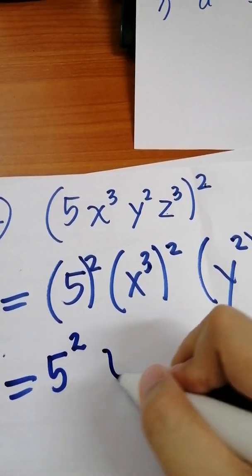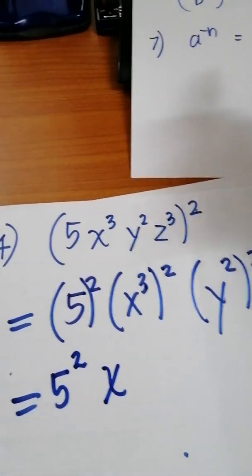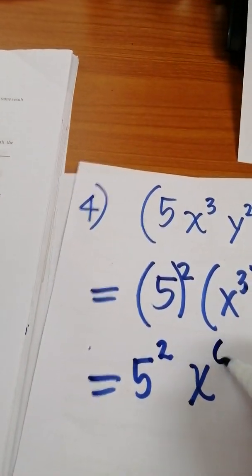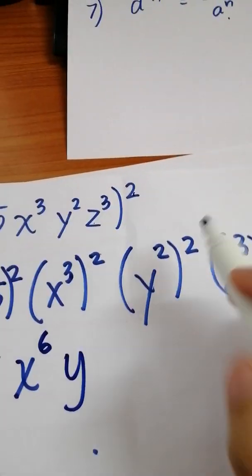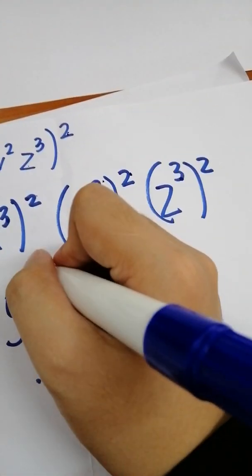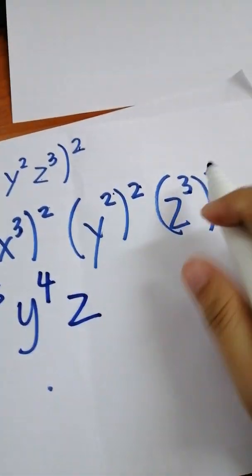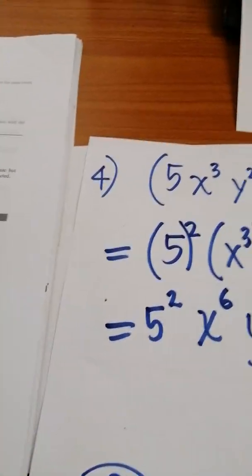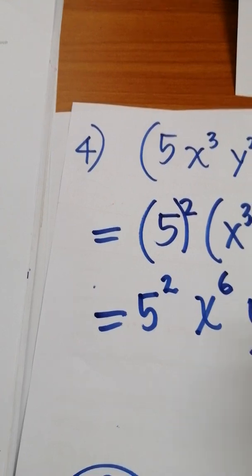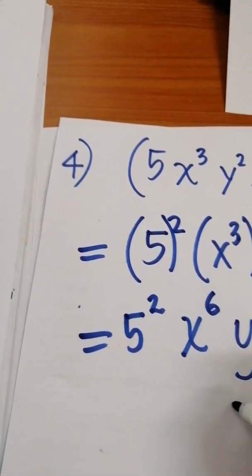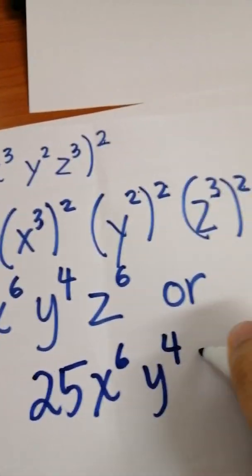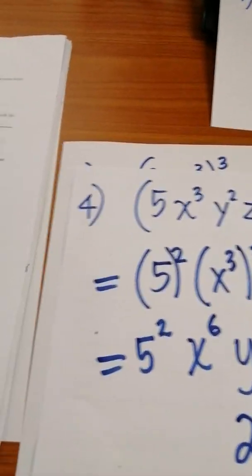For the next one, we say 3 times 2, and for the negative power, we consider 6. Then 2 times 2 is 4, and z power 3 times 2 is 6. So this will be your final answer. What is 5 power 2 meaning? 5 times 5, so there are 25, and x power 6, y power 4, z power 6.